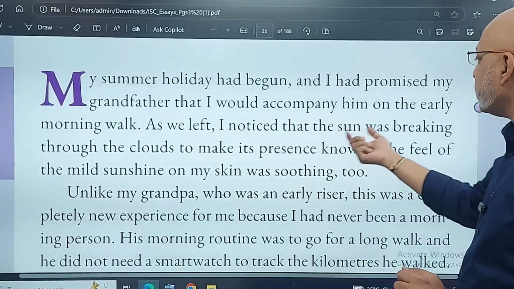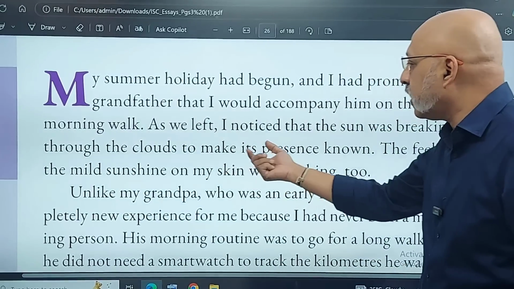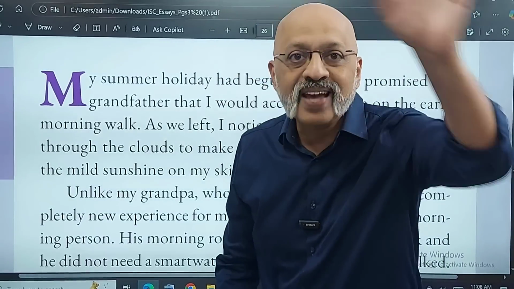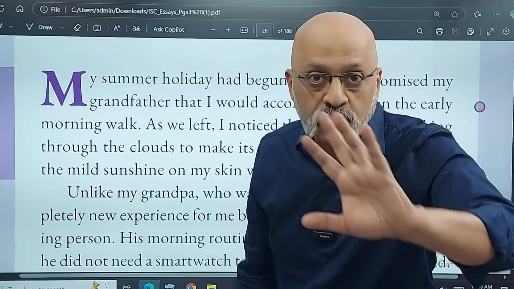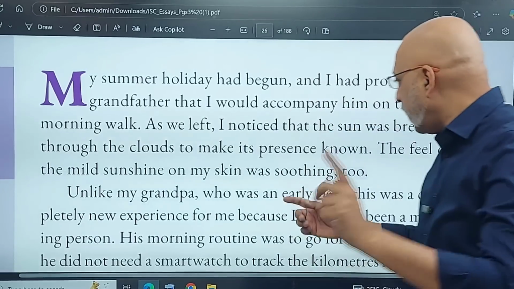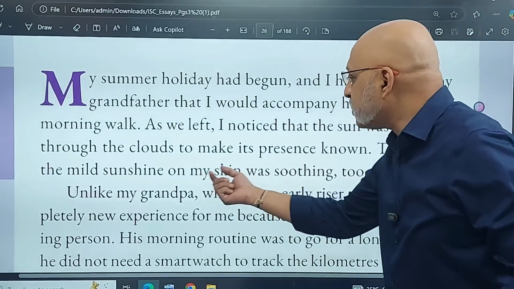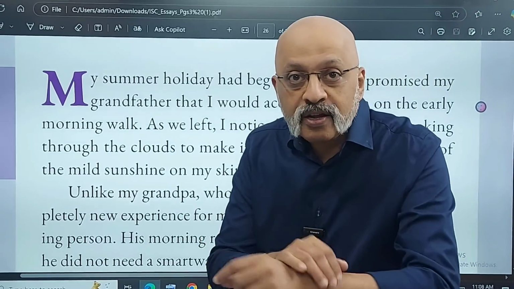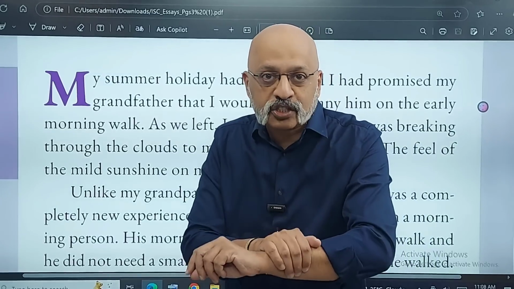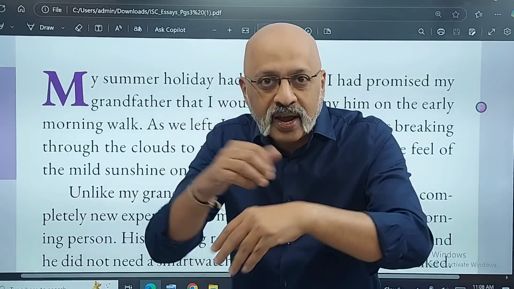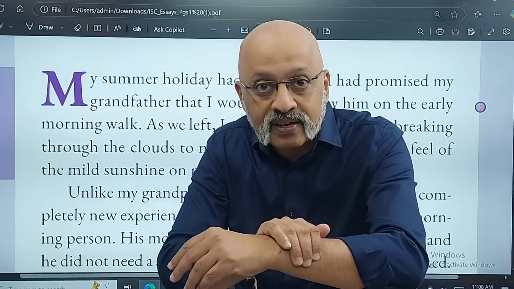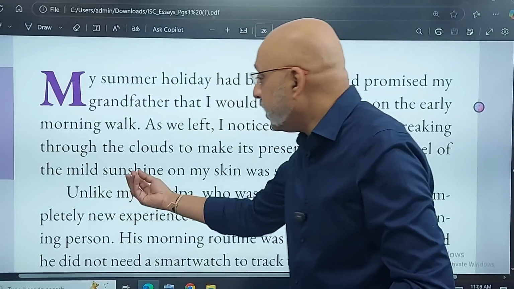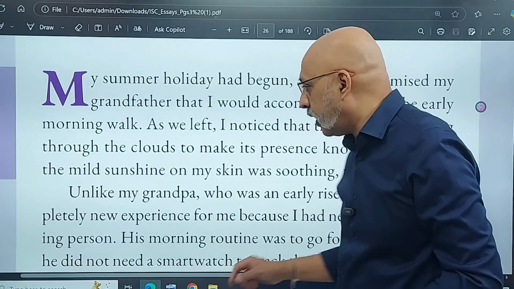As we left, I noticed that the sun was breaking through the clouds to make its presence known. So it is that red and yellow and orangish kind of a hue of the morning sky. The feel of the mild sunshine on my skin was soothing too. So you can feel the sense of touch, the sunshine falling on your tender skin. That is the sense of touch. You're describing it in these words, the mild sunshine.